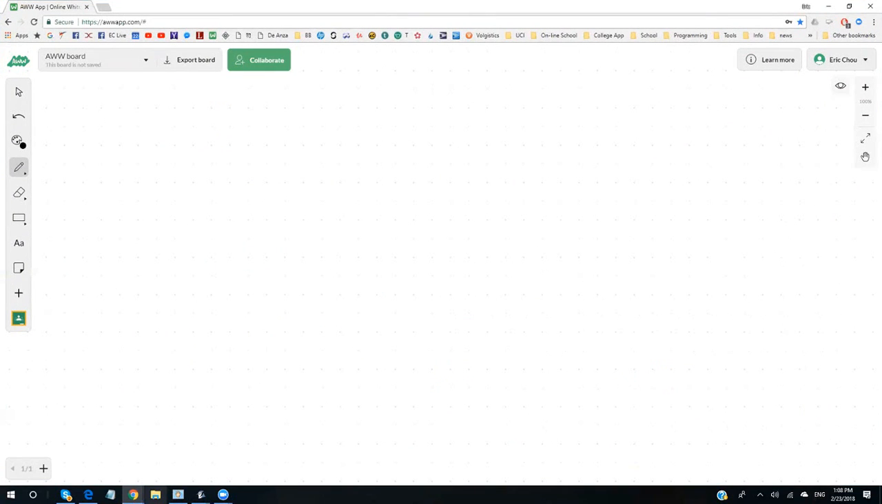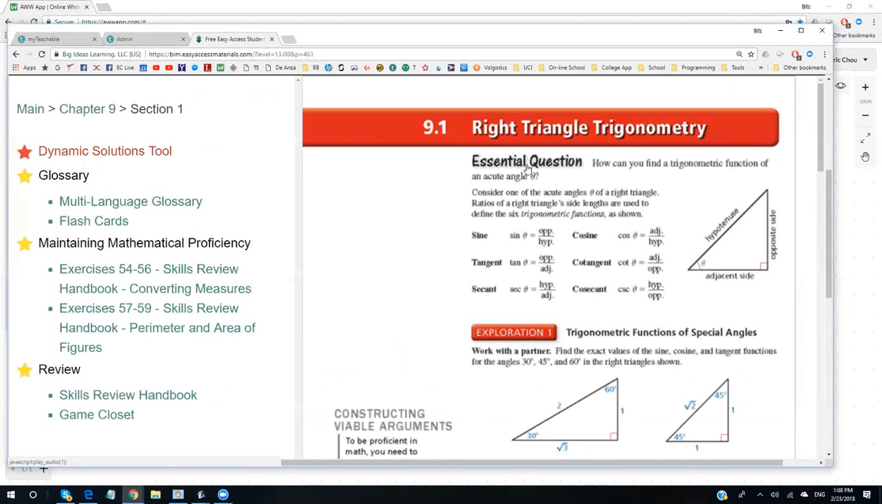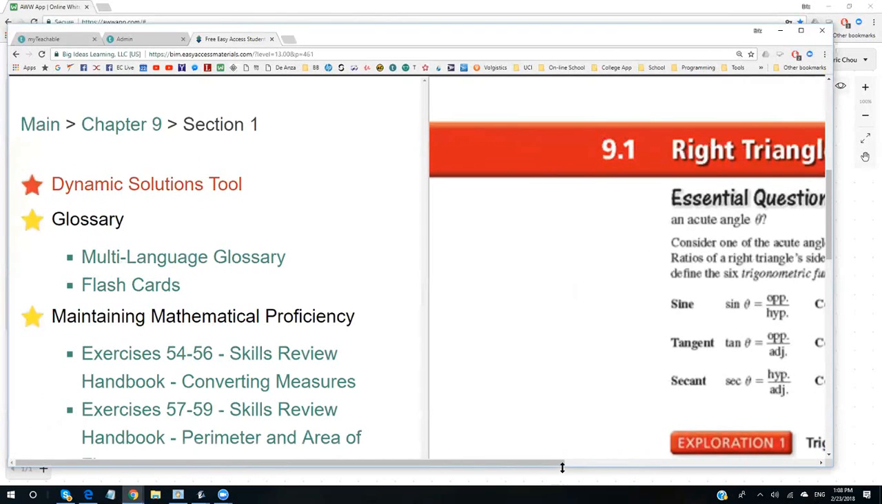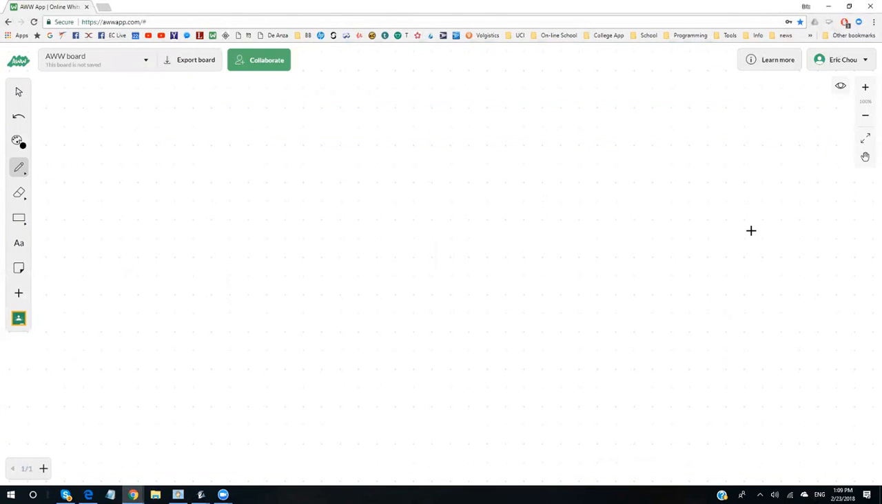Now, the textbook actually says right triangle trigonometry. You talk about the sine, the cosine, the tangent, the secant, and the cotangent. This one is called the hypotenuse, and this one is the opposite side. This one is the adjacent side. Whatever it is, that's the name the school will call it.